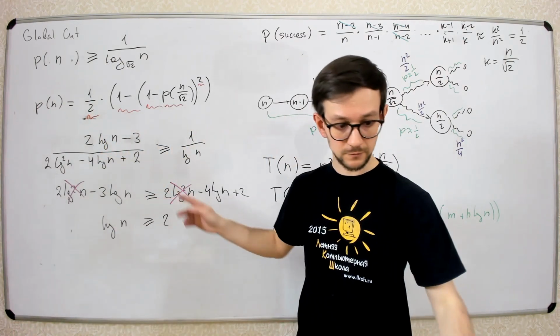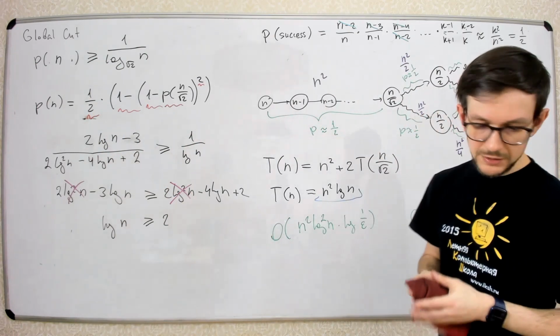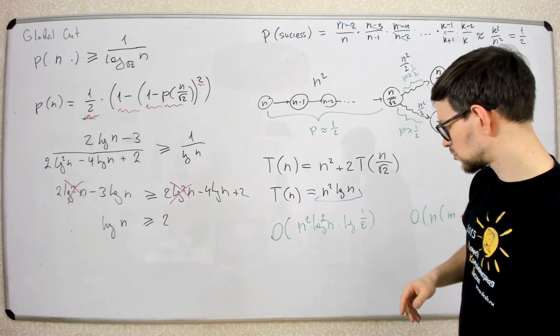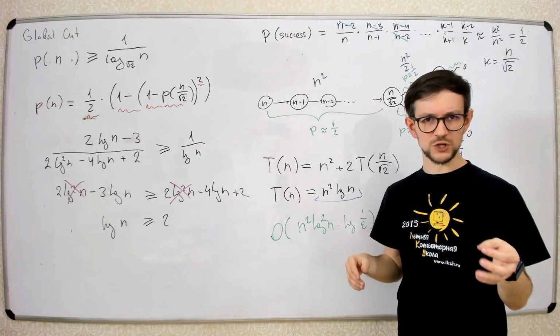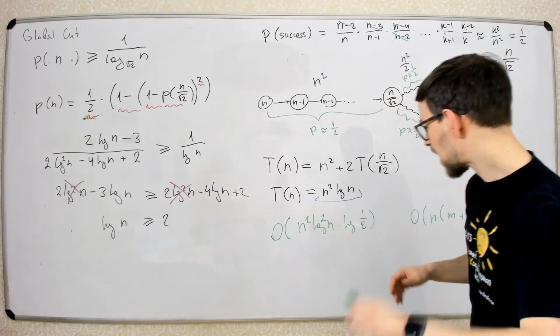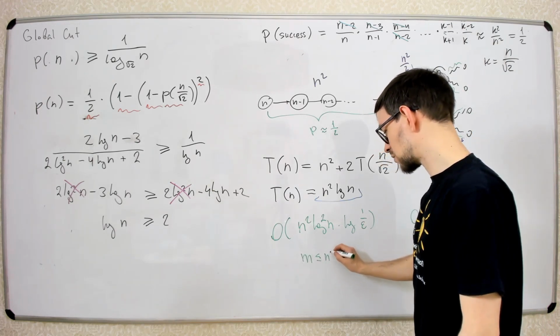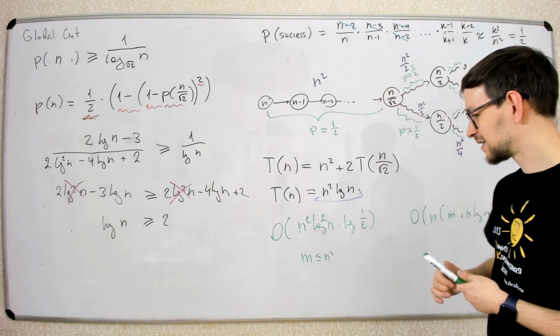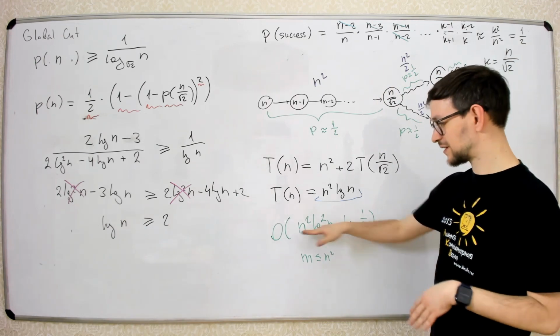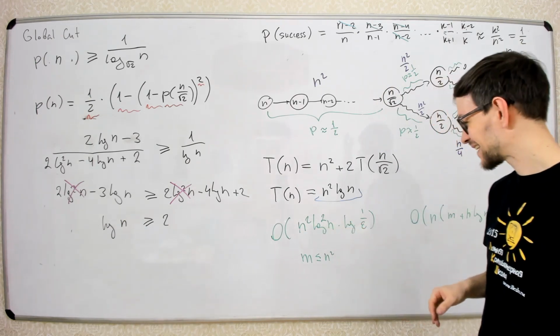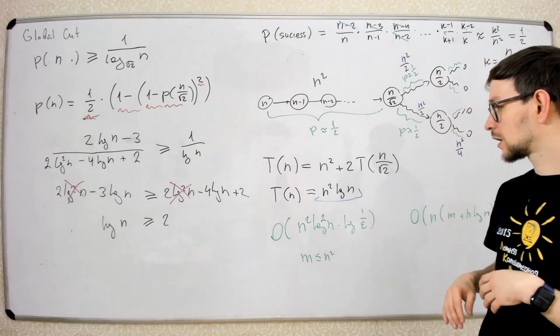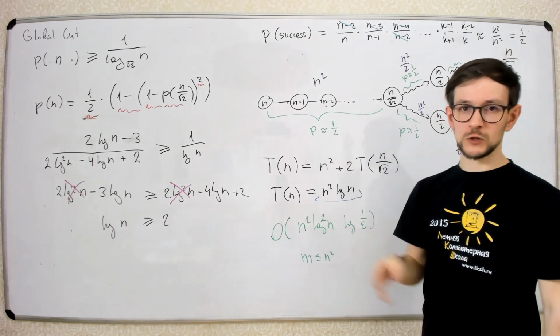But it is random. It is independent of edges? No, I calculate this. So I assume that the number of edges is no more than n square. Everywhere I assume that the number of edges is no more than n square. If you have more than n square edges, then that's maybe a problem. You can modify this algorithm to work with it.